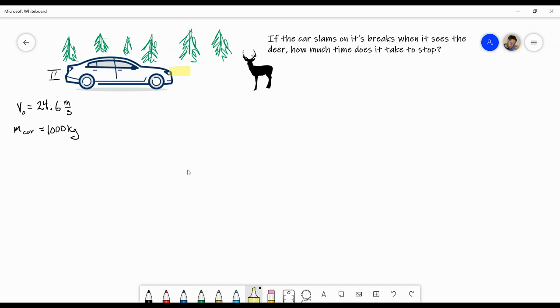And from those two pieces of information, just that, I'd like to go ahead and say, how much time does it take for the car to stop? Now, we could also calculate the distance it takes to stop based on those two pieces of information, but that's one additional step. So, right at the moment, if the driver slams on the brakes the moment that they see this deer, how much time does it take for the vehicle to actually come to a stop?